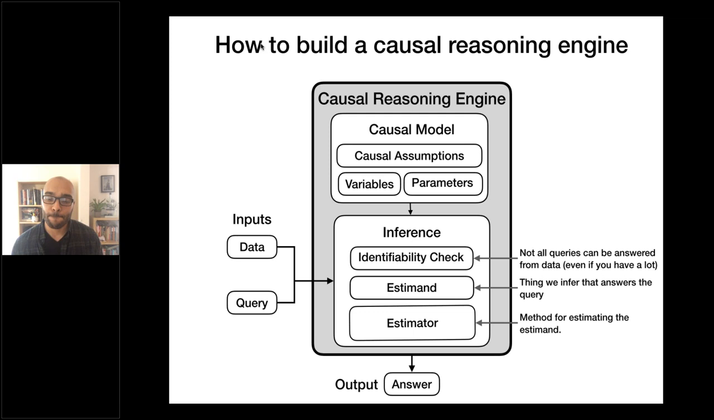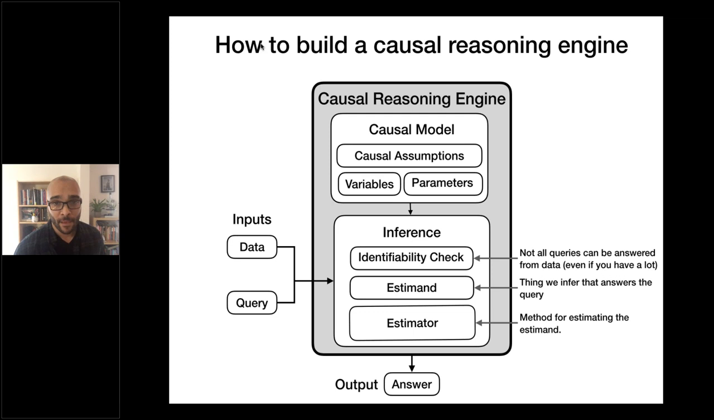So assuming that we can identify it, then we're going to find an estimand. The estimand is some statistical entity that, if we estimate it, then whatever number we get will answer the query.